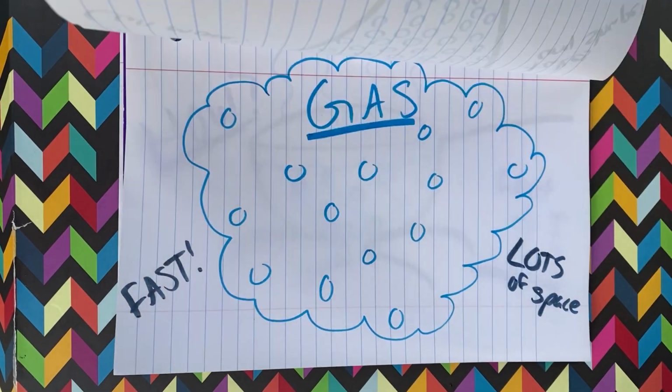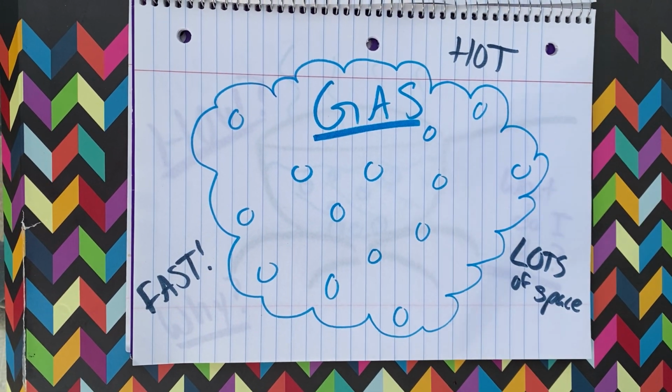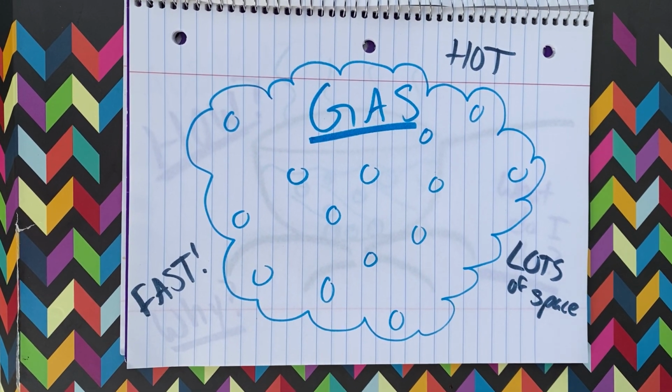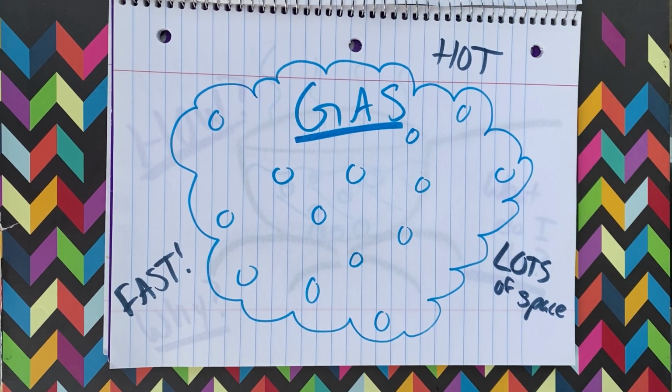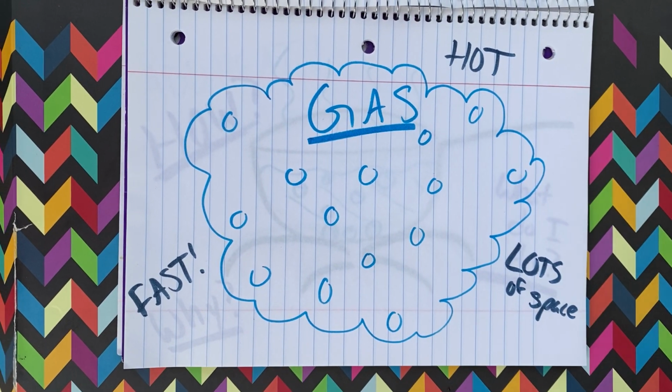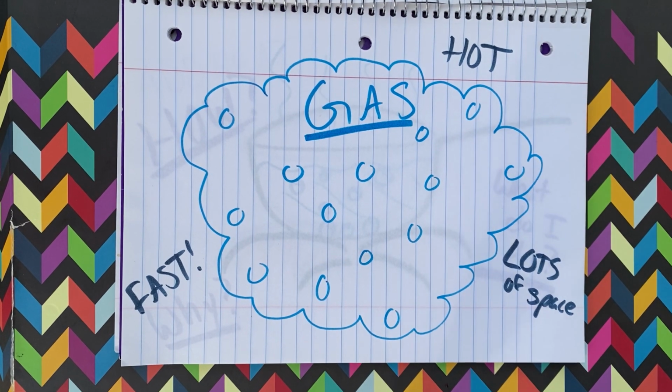And then the third state of water is water vapor or gas. It's really hot, the molecules are moving really quickly, and they're really far apart. So they have a lot of kinetic energy and lots of space between them.